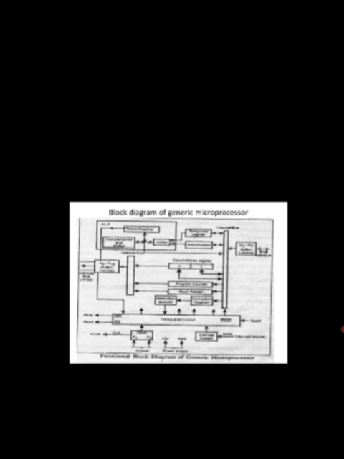The next is the three types of buses. At the left hand side you can see that there is an address bus. At the right hand side you can see that there is a data bus. And at the bottom you can see that there is a control bus. So what does the address bus do? At the left side you can see it is a 16-bit bus and it is in one direction. That means it is unidirectional.